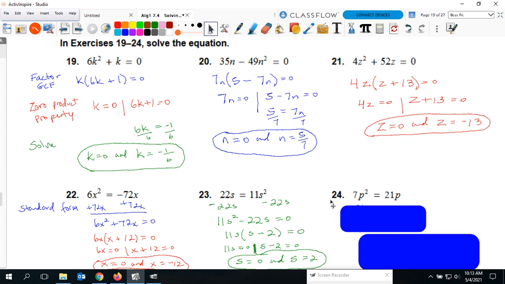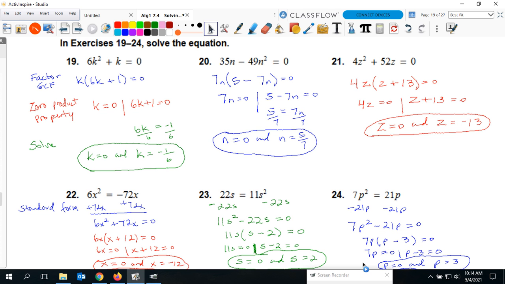For 24, I'd probably move the 21p this way. So subtract 21p to first get it in standard form. So 7p squared minus 21p is equal to 0. There's our standard form. 7 does go into 21 3 times. We're going to factor out a 7 and a p. So just 7p comes out, and there's still a p minus 3 left.